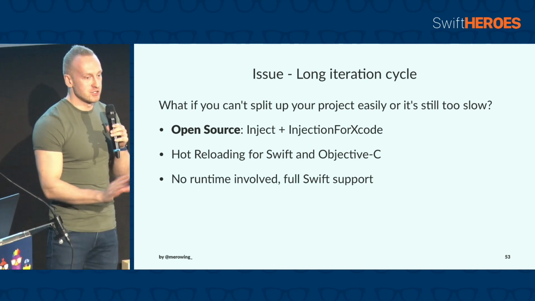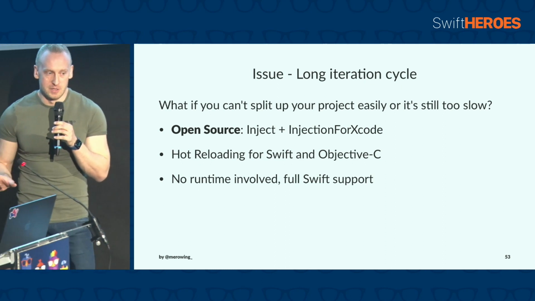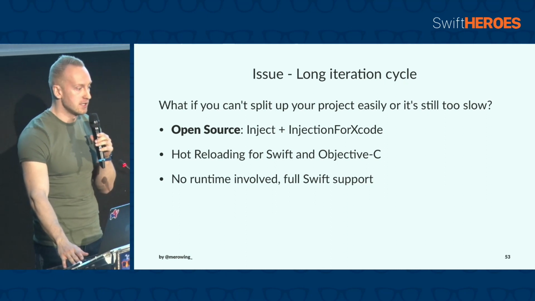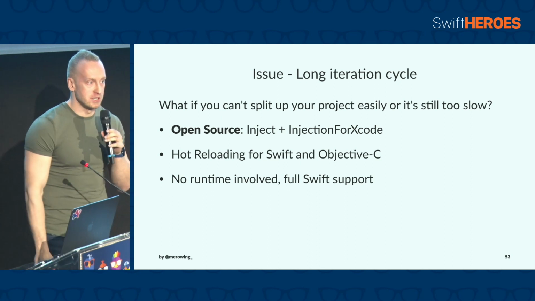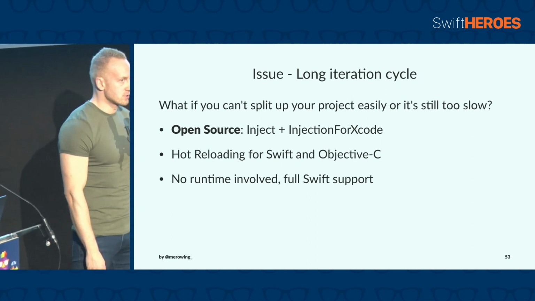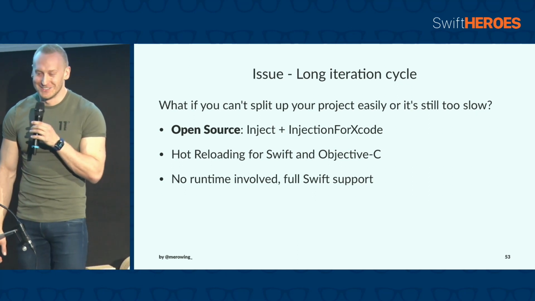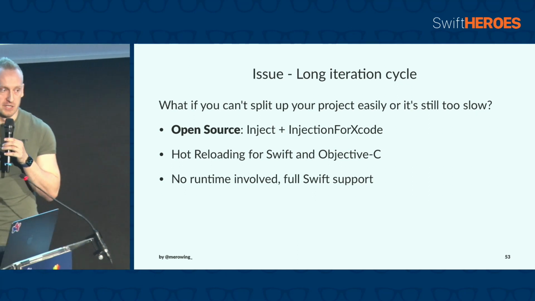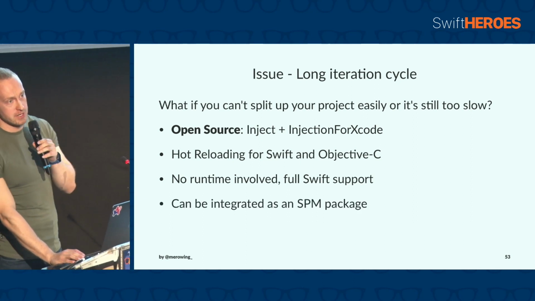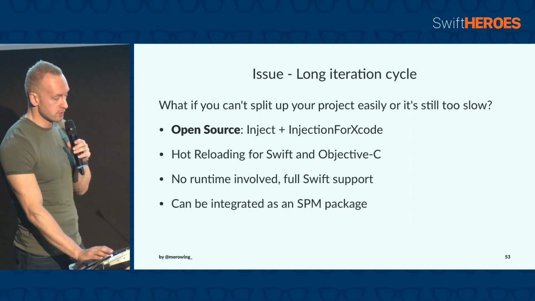So you can inject Swift types. You don't need to limit yourself to just old projects. It has full Swift support, including enums, all this stuff. If you use TCA, I have a fork of TCA that we use at The Browser Company, and you can inject reducers in live applications. You can change the business logic. And it can be integrated as an SPM package as well, very straightforward.